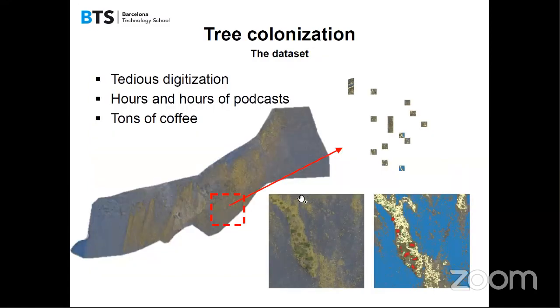this was an extremely tedious digitization. We got back our data set from the students, and after hours and hours of podcasts from my side and tons of coffee, or a lot of liters of coffee drunk, we had a somewhat okay data set where we took tile by tile, and we were using region growing algorithms and basically digitizing manually every little subsample, every little tile. So we would have our data and our label images. And this was hard. As you can see, the label images were not perfect.